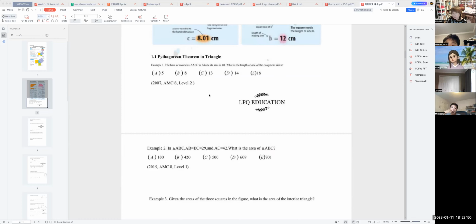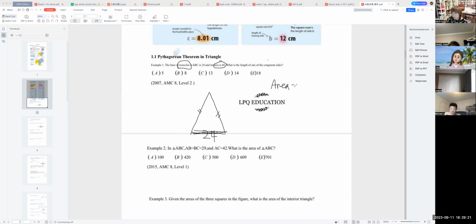A triangle with two sides that are the same. Very good. Okay, so everybody, isosceles triangle means these two sides are the same. So the base is 24 and its area is 60. Why are they telling me this, everybody? If we know the base and we know the area, we can immediately find out what?